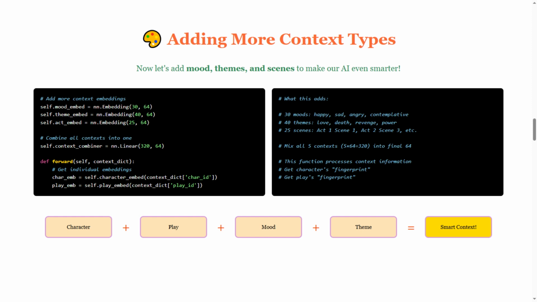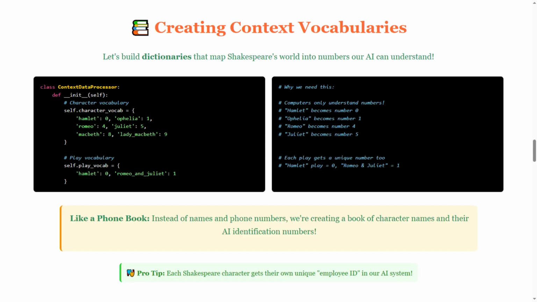The magic happens in the context combiner. It takes all 5 types of context and blends them into one smart understanding. Think of it like mixing 5 different paint colors to create the perfect shade. When we combine character plus play plus mood plus theme plus scene, we get incredibly rich, nuanced understanding of any Shakespeare situation.